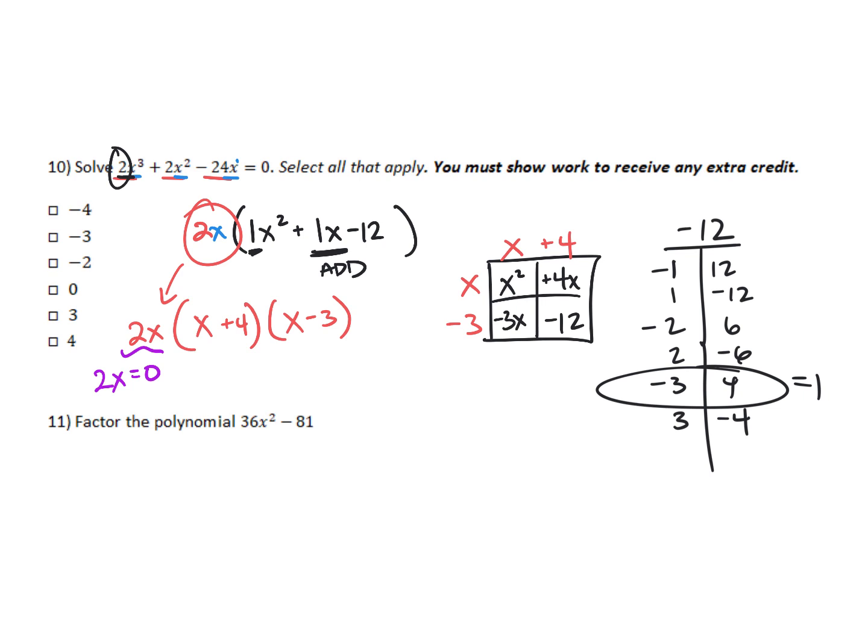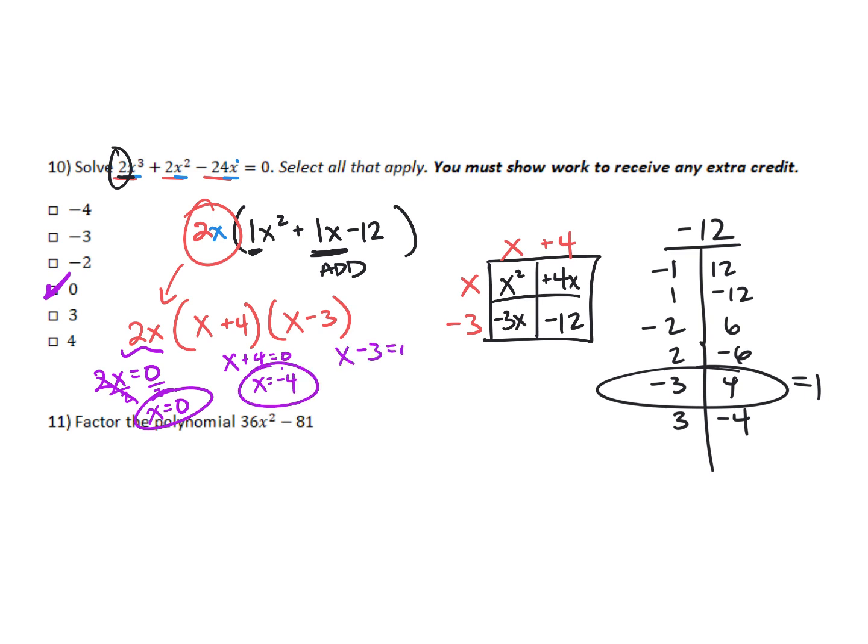2x equals 0. Divide by 2. 0 divided by 2 is 0. There's one solution. All right, make the next piece equal to 0. X plus 4 equals 0. I know that's going to be negative 4. Subtract 4 on both sides. X equals negative 4.